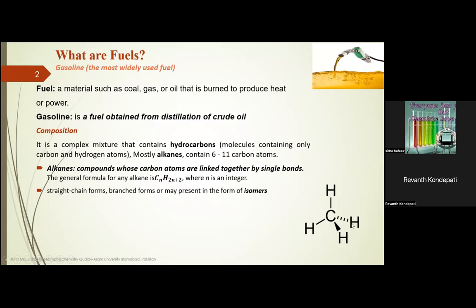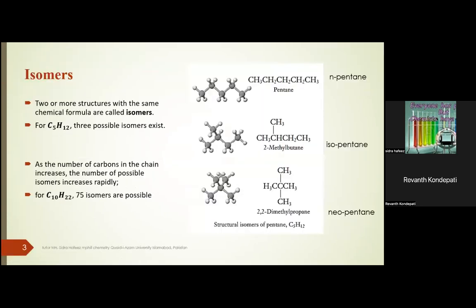So this is the simplest example of an alkane, known as methane, CH4. Here you can see that carbon is making only single bonds with the hydrogen atoms. That's why these compounds are known as alkanes. And in gasoline, the alkanes may be present in straight chain forms, branched forms, or in the form of isomers. And we have already discussed isomers.